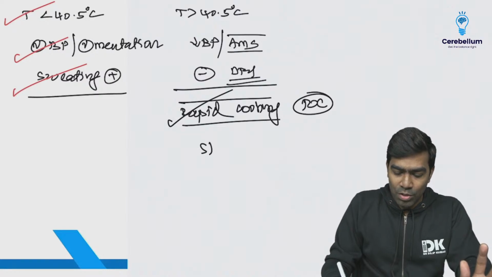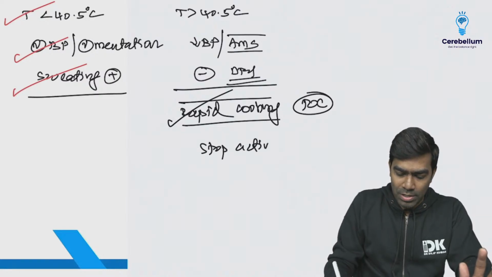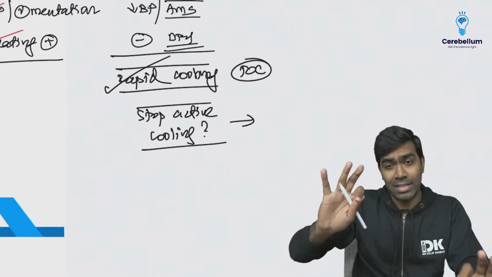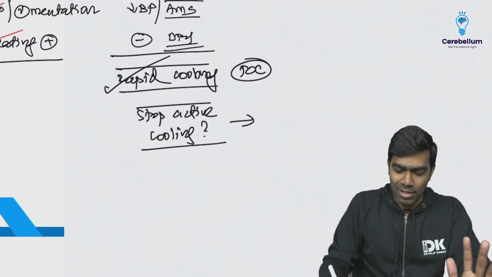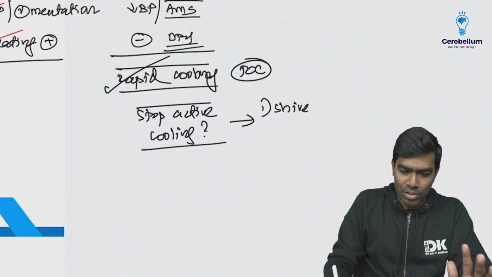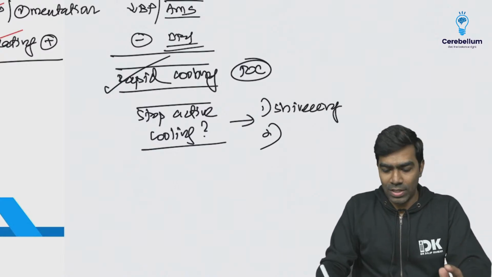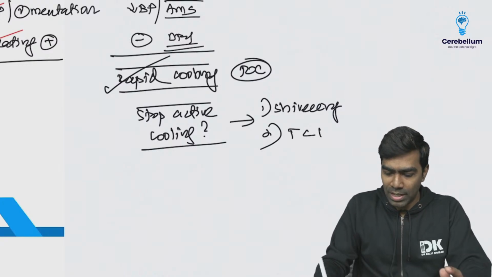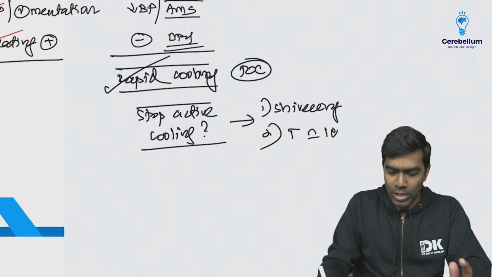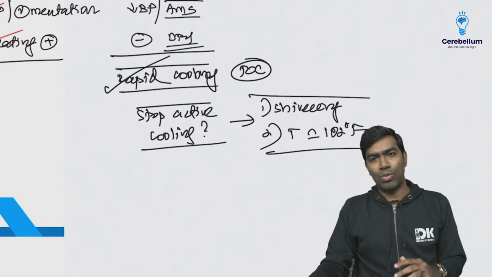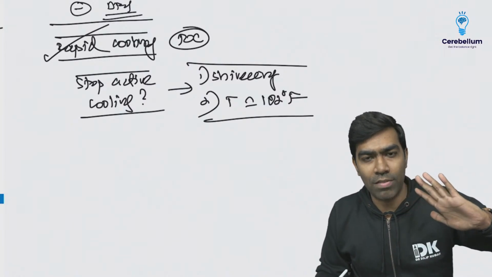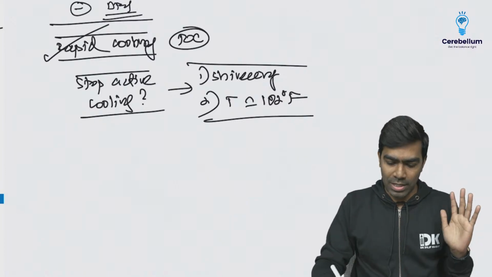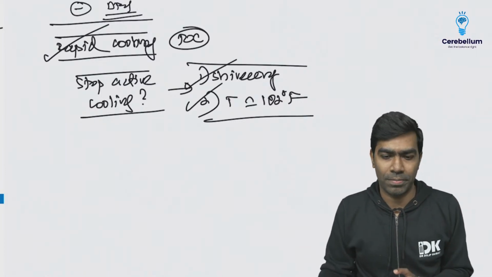But when do you have to stop actively cooling the patient? This is an exact Harrison statement that you need to know, which is very commonly asked in exams. Number one, when the patient starts shivering, you have to stop active cooling. Second, when the temperature reaches around 102 degrees Fahrenheit, stop active cooling as well. So these are the indications for stopping active cooling.